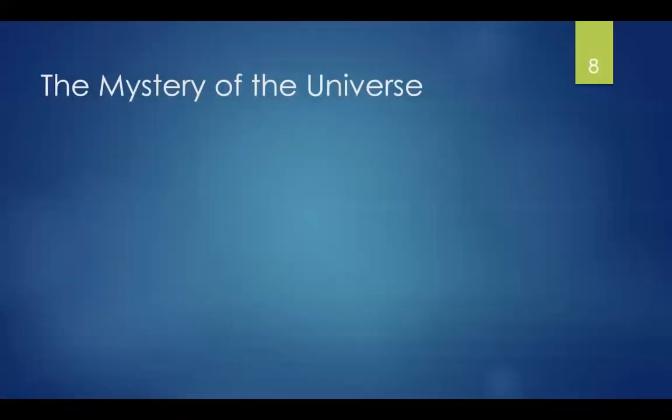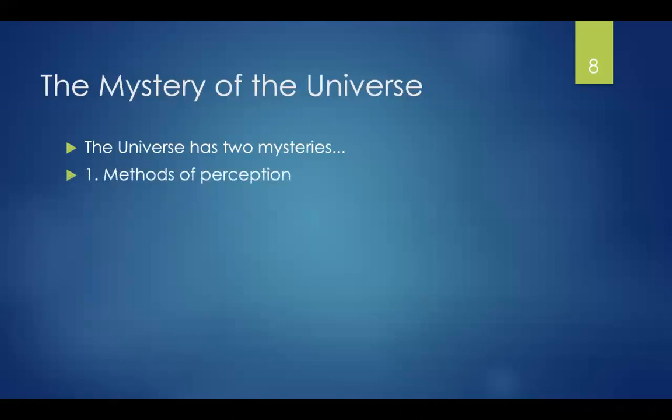So L. Ron Hubbard speaks about the mystery of the universe. And basically, how I interpret it, he's saying that the universe has two mysteries. One, he said, was that the universe has methods of perception, meaning it's a living entity. Does that make sense? In the esoteric practices, they call it the cosmological consciousness. The universe actually has a consciousness behind it that is all-pervading and eternal.